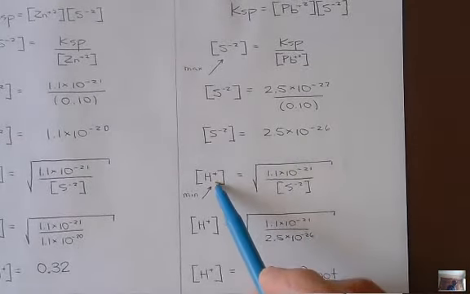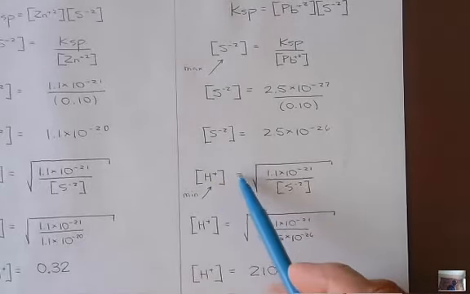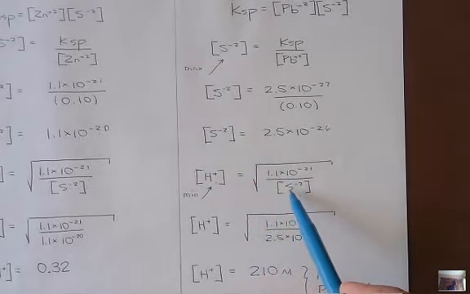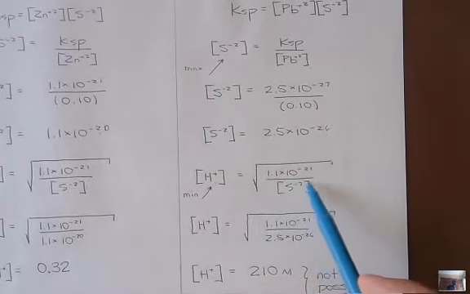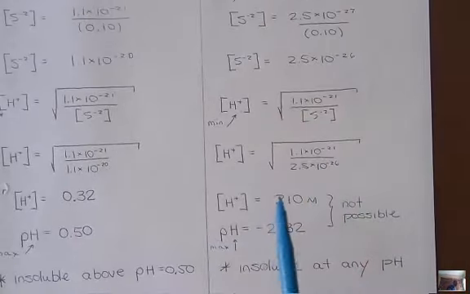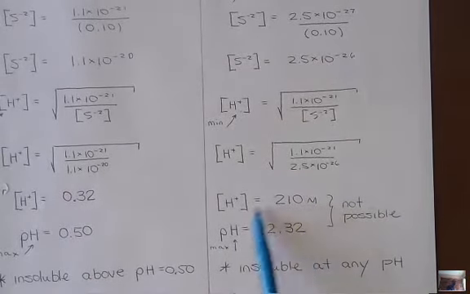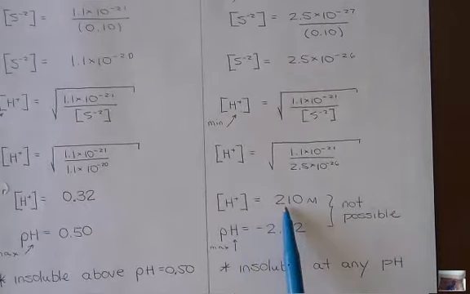Solve this for hydrogen ions. H plus then is equal to the square root of 1.1 times 10 to the minus 21st divided by S to the minus 2. I wind up with a hydrogen ion concentration of 210. You can't fit that many hydrogen ions in a liter of water.